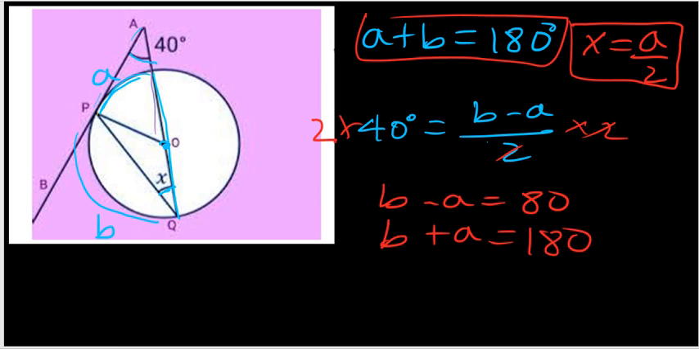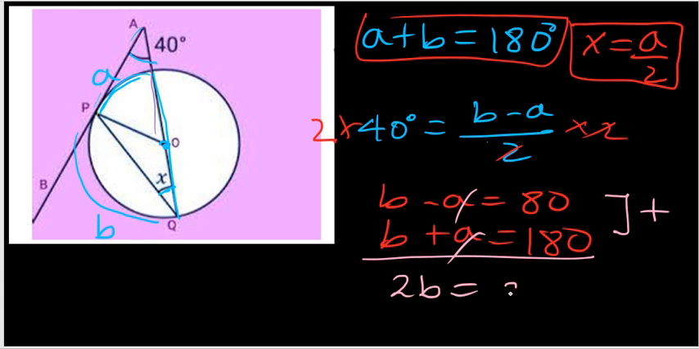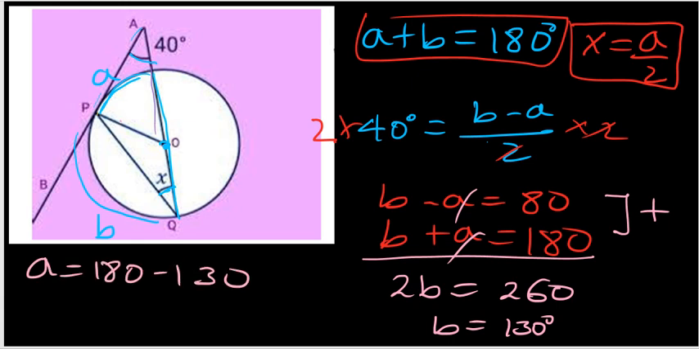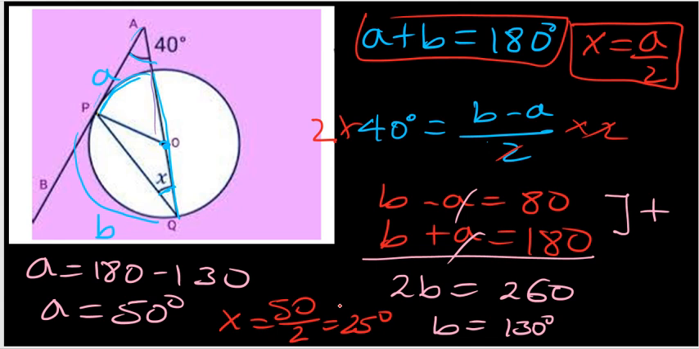Then, to apply a system of linear equation solving methods, one of the methods is elimination. If I add them, negative A and A will be cancelled, so B plus B will be 2B. So the sum here will be 260. If you divide by 2, B is equal to 130 degrees. The B, 130 degrees, means A will be 180 minus 130, because A and B together are already 180, we said. So A will be 50 degrees. That means our X now, we already mentioned what X means, it's half of A. So X is equal to 50 over 2. That's going to be 25 degrees.